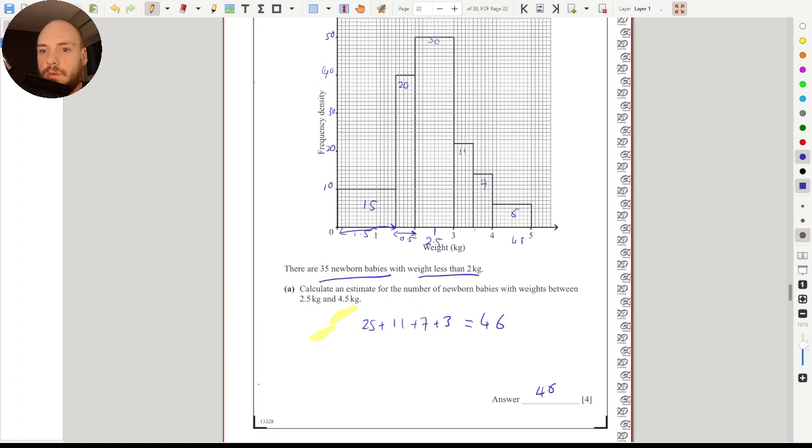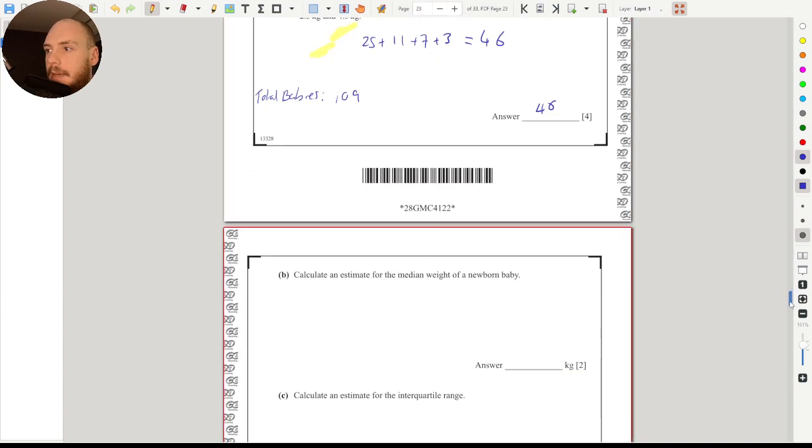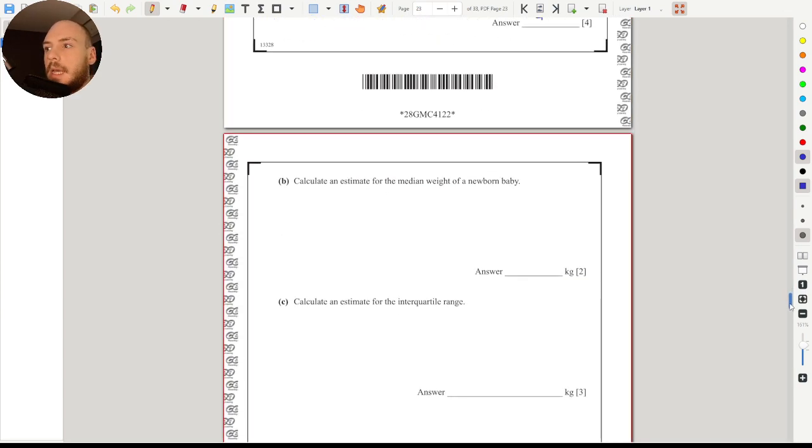15, so total number of babies that were being born. Okay, so 15, plus 20, plus 50, plus 11, plus 7, plus 6, 109. So 109. That's the total number of babies. Damn, that's a lot of babies.